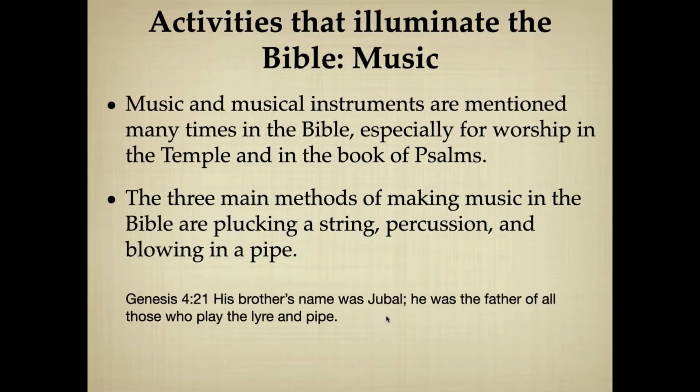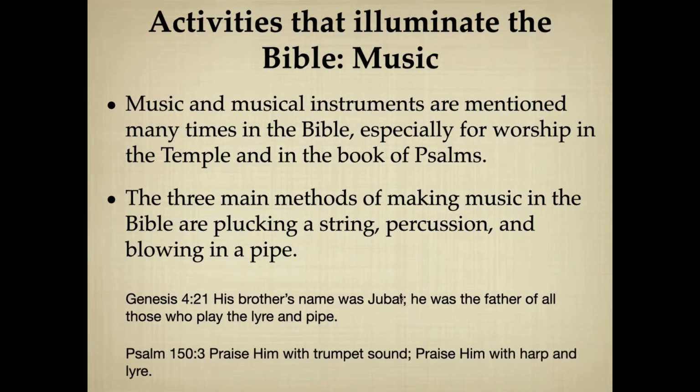But again, these are mentioned very early in the Bible, even in Genesis 4:21, where it says his brother's name was Jubal, the father of all those who play the lyre and the pipe. There you have two examples. The lyre was a stringed instrument, I believe, and the pipe was a blowing musical instrument. And then also in Psalm 150, it says, praise him with trumpet sound, praise him with harp and lyre. There are three musical instruments named just in this one short verse in Psalm 150.